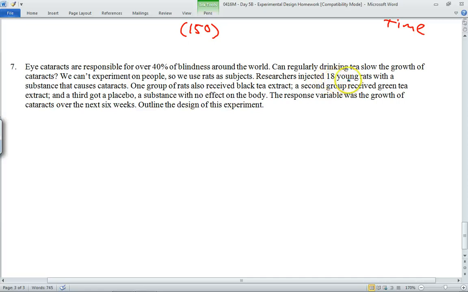Researchers injected 18 young rats with a substance that causes cataracts. One group of rats also received black tea extract. A second group received green tea extract. A third group got a placebo, a substance with no effect on the body. The response variable was the growth of cataracts over the next 6 weeks. Outline the design of this experiment.